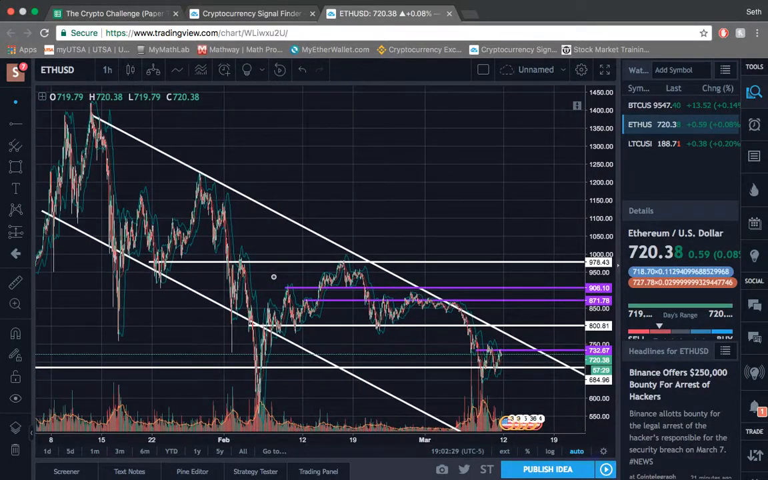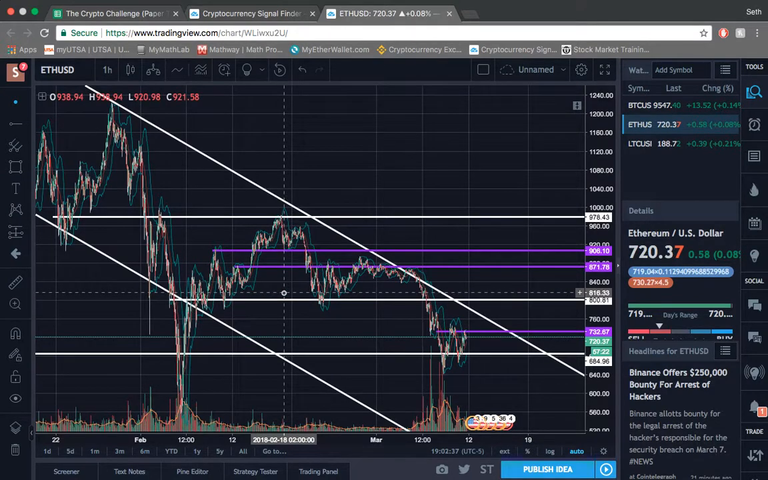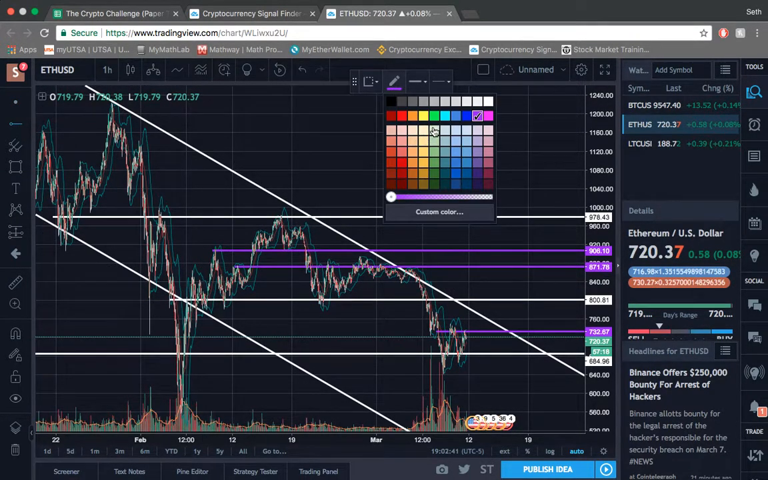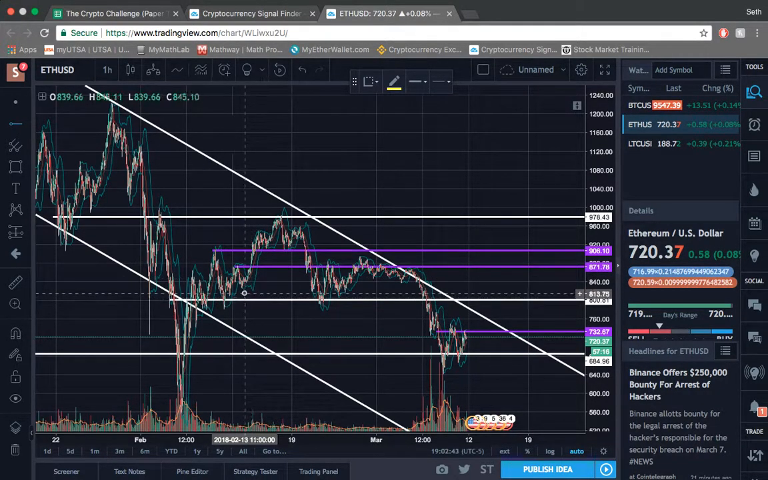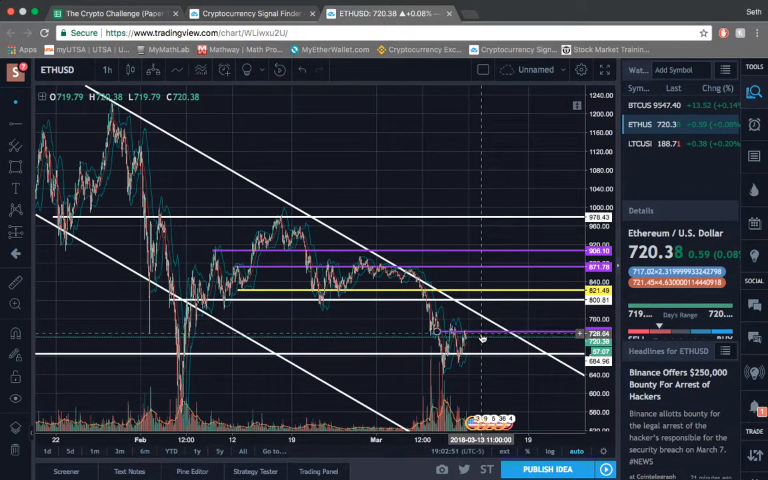So yes, sir, here we go. Zoomed out perfectly like a charm. All right, so let's find some more. All right, here we go. We have right here, let's get this yellow. Here we have that is going to be a resistance for this upcoming trend if we do break this.